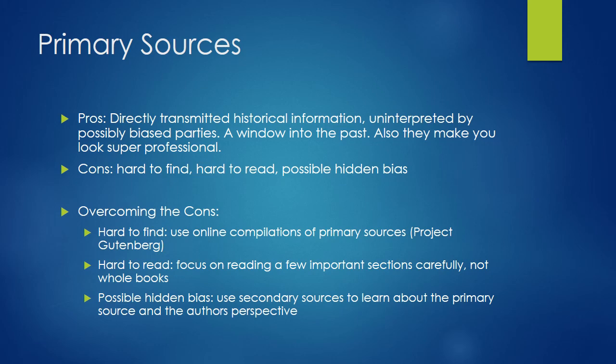And last of all, to make up for possible hidden biases, you should use secondary sources to learn about the primary sources that you're using and to figure out the perspectives of the people who wrote them. By figuring out the perspectives of the people who wrote them, you can figure out what their biases might be, and you can read their works with a critical lens, questioning them on points that they might have been a little bit unfair. If you can do these three things, primary sources will add incredibly to your historical research.